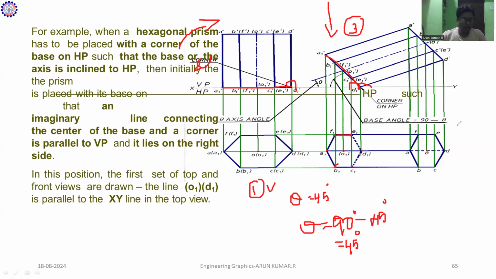Okay, once you have completed all the points, what is the next step? You have to join all the lines. For example, A1 dash is mapping with A, B1 dash with B, C1 dash with C, D1 dash with D, and E1 dash with E. Once you have completed the whole diagram, you have to remove the extra projections. Like for example, this imaginary line is an extra projection, so you have to remove it and close it.